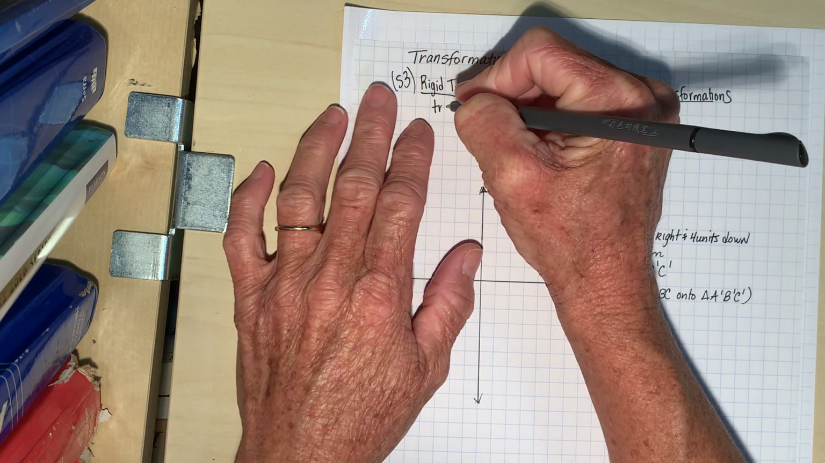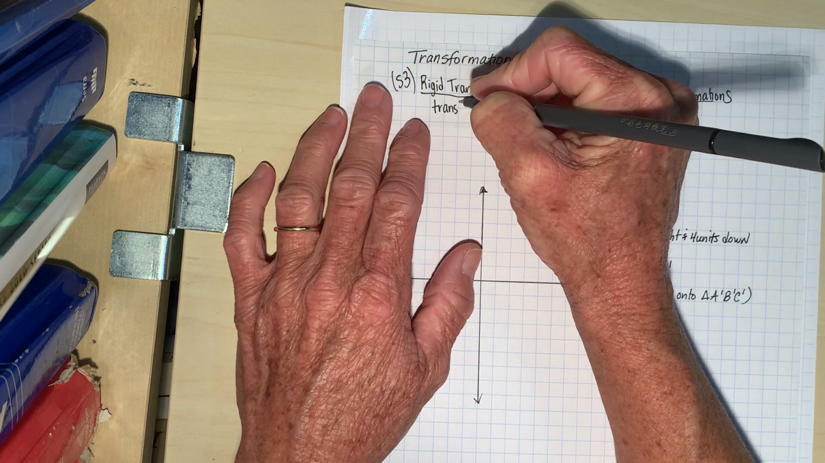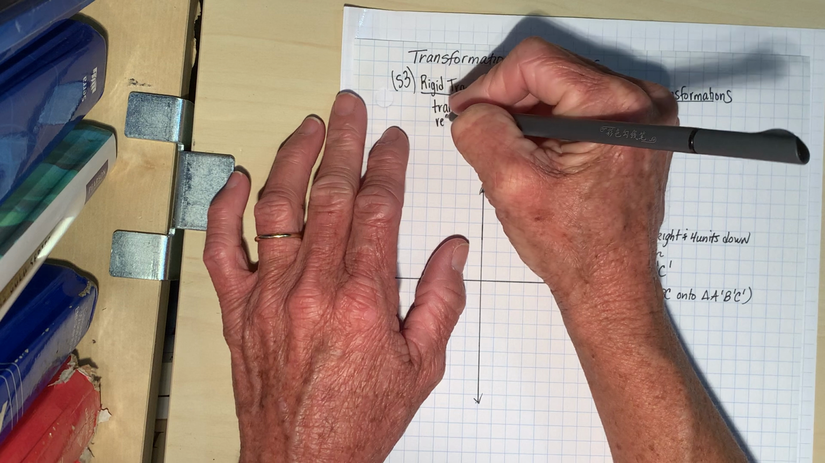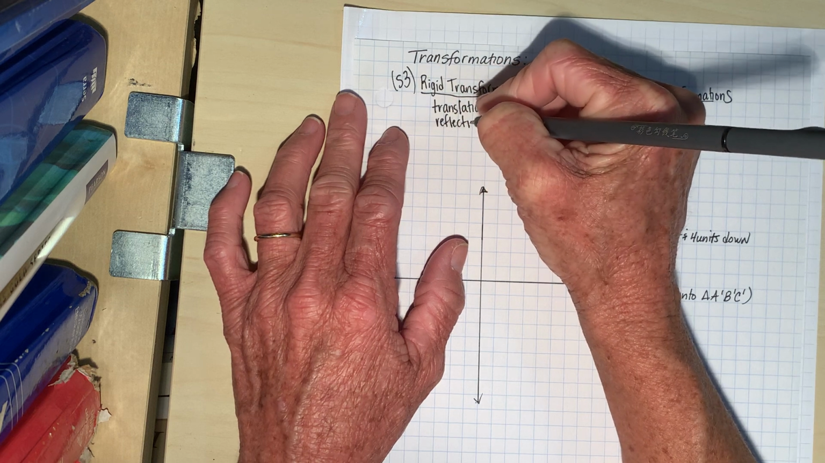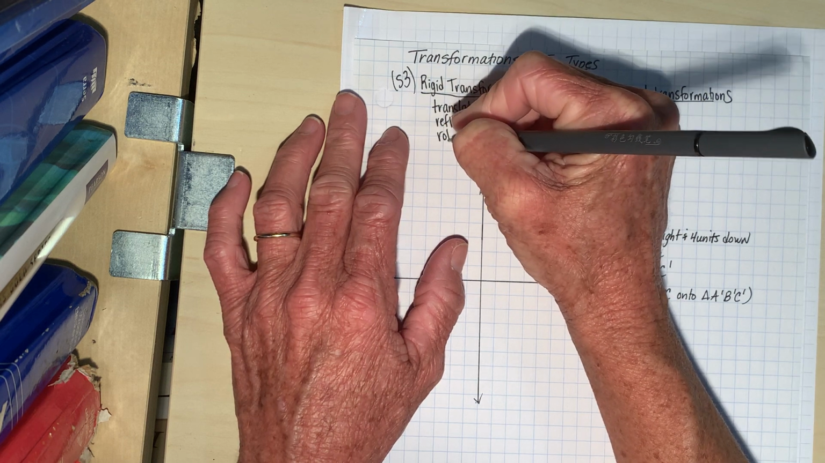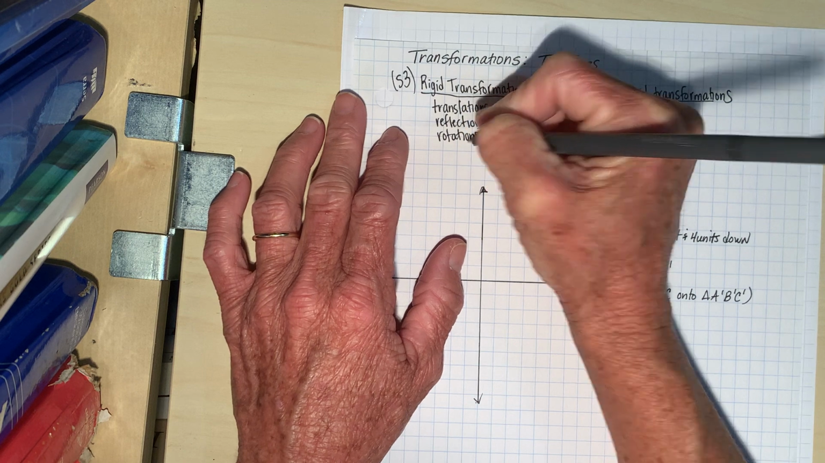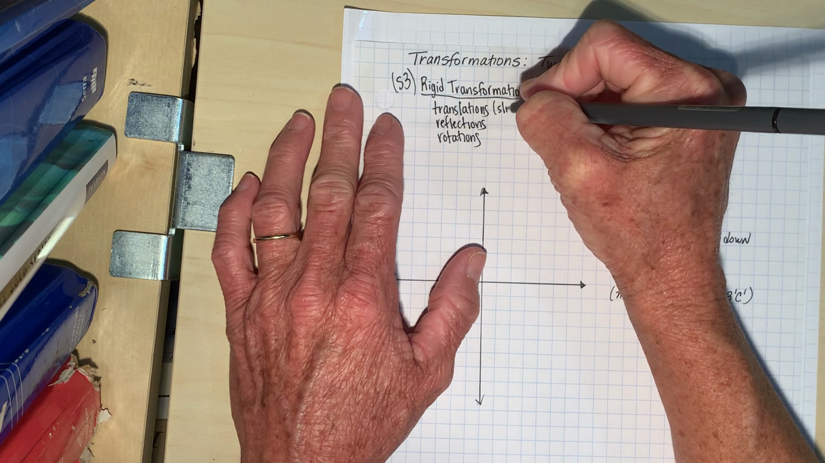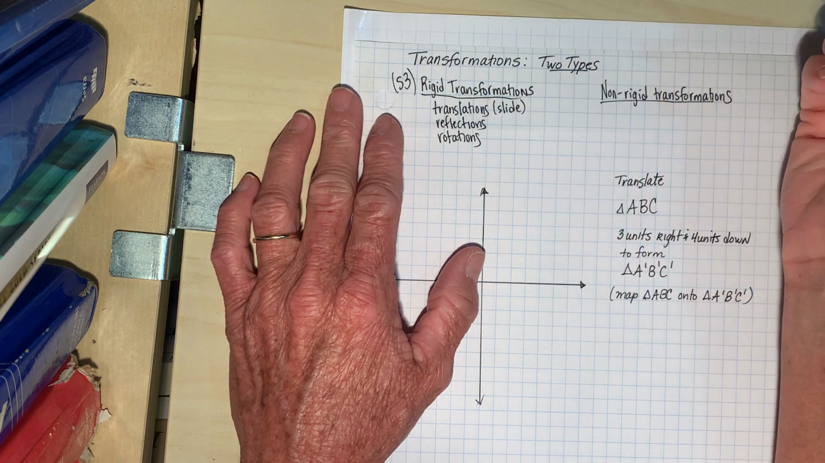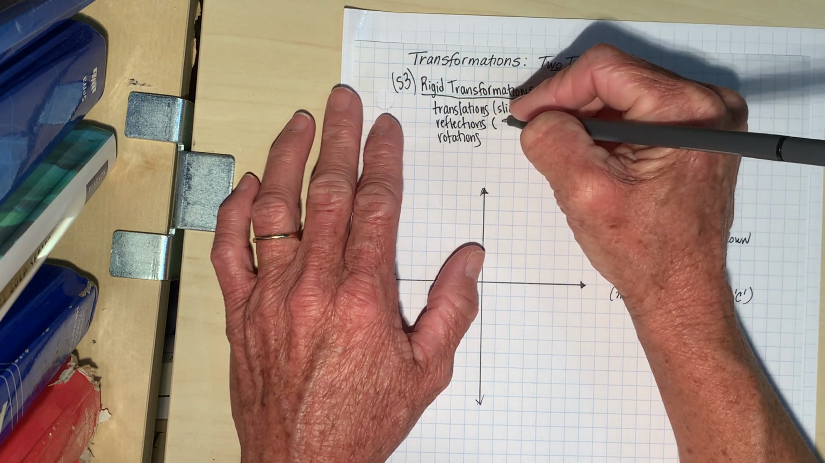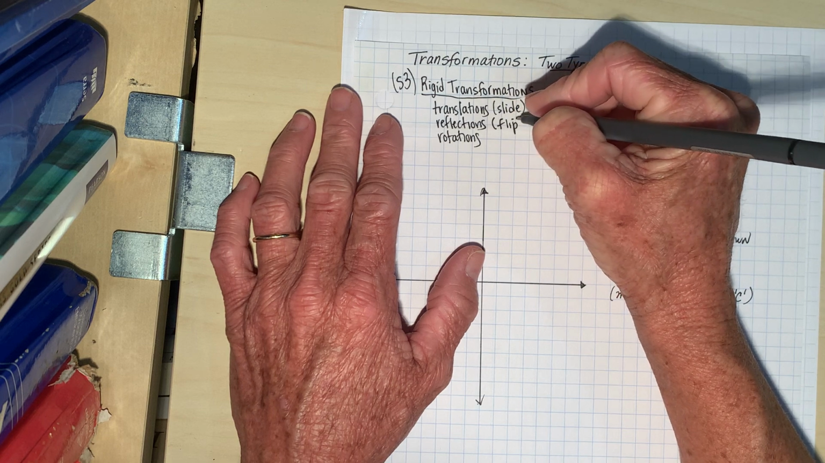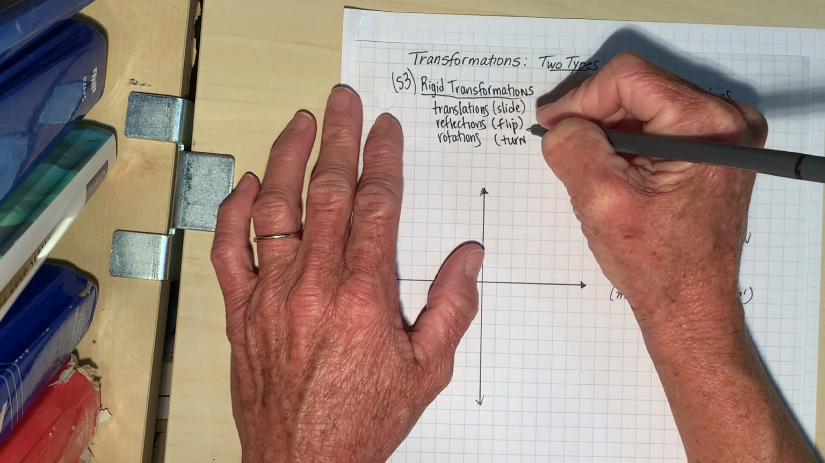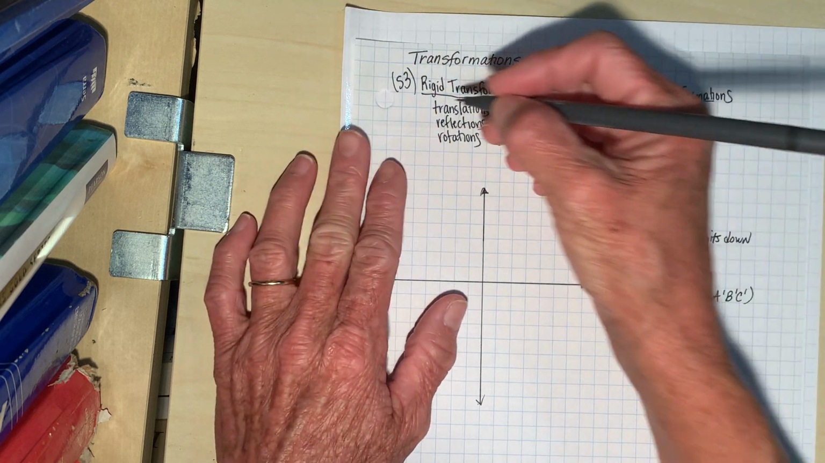We have translations, reflections, and rotations. You've probably heard these terms before, or at least you've heard the simpler term for them. To translate something is to slide it, to reflect something is to flip it, and to rotate something is to turn or spin it. All of these are rigid.